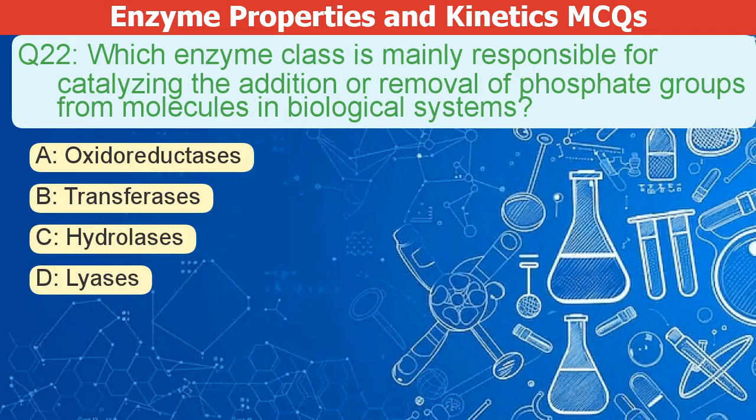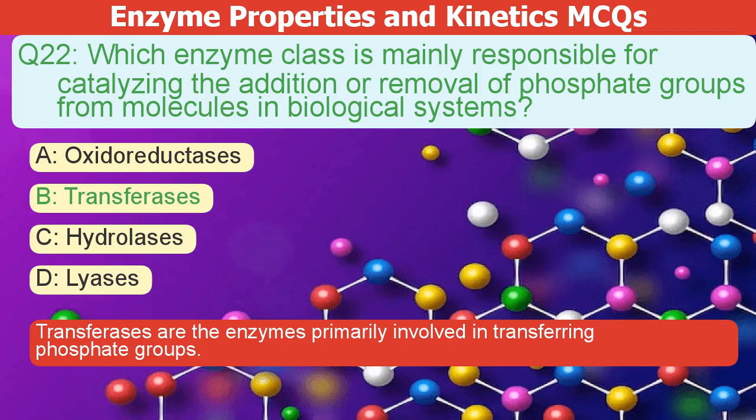Which enzyme class mainly catalyzes adding or removing phosphate groups from molecules in biology? A. Oxidoreductases. B. Transferases. C. Hydrolases. D. Lyases. The correct answer is B. Transferases are the enzymes primarily involved in transferring phosphate groups.